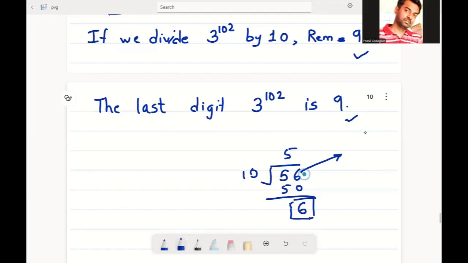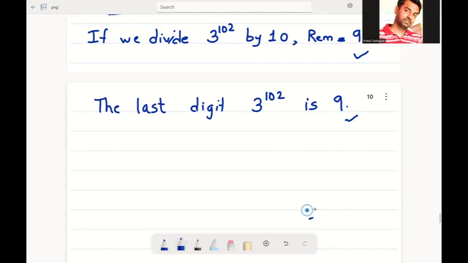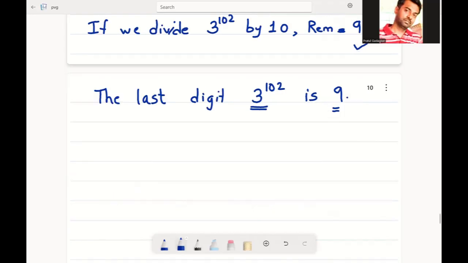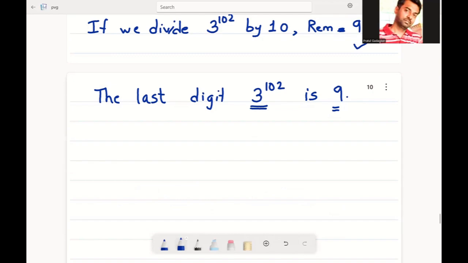That is why, from the above statement, when 3 raised to 102 is divided by 10, the remainder we got is 9, and this remainder must exactly be the last digit of that number. Therefore, the last digit of 3 raised to 102 turns out to be exactly 9. Okay, let me take one more problem so that it will be more clear to you.